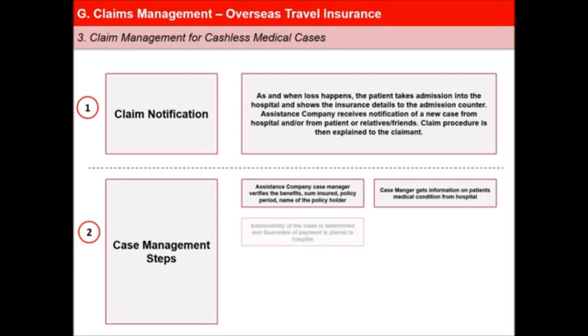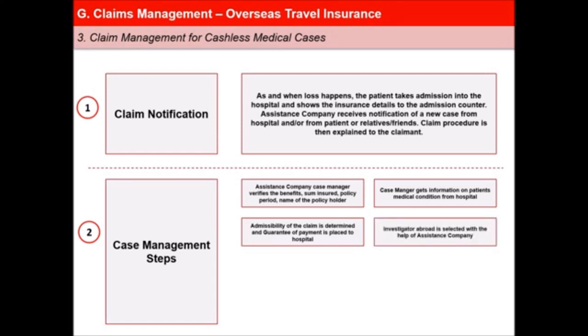Third, admissibility of the claim is determined and guarantee of payment is placed to hospital subject to approval from insurance company. Fourth, investigator abroad is selected with the help of assistance company or through direct contact of insurance company. Fifth, assistance company's case manager provides clinical and cost update, progress notes, etc. to insurer in order to obtain authorization for continuation of treatment.